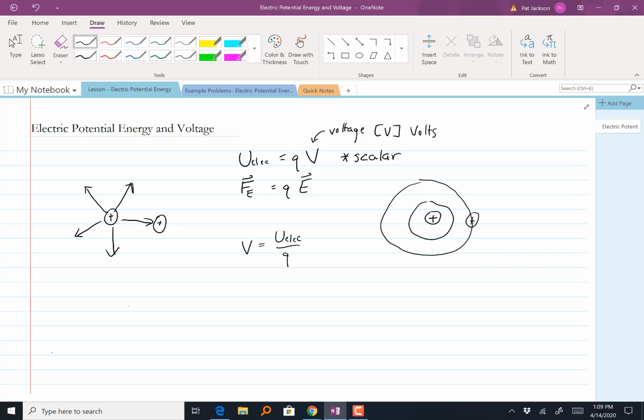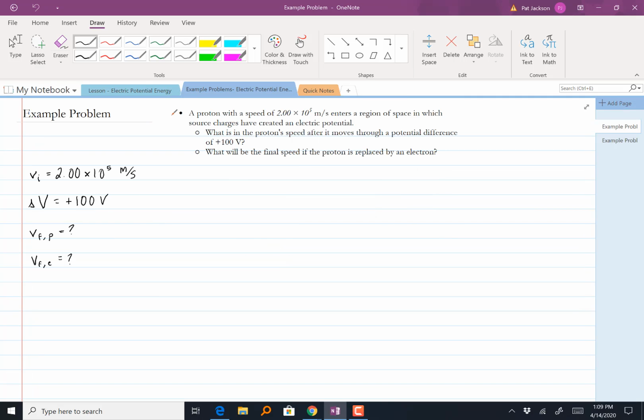All right. Okay, so let's look at an example problem, and we're going to be focusing on using the conservation of energy with the electric potential energy. So I've got a proton with a speed of 2.0 times 10 to the 5th meters per second, and it's entering a region of space in which source charges have created an electric potential. For this problem, we don't actually care how many source charges there are, where they are, or what they look like. We just know that there are some charges in the area that are creating this voltage. So what is the proton speed after it moves through a potential difference of a positive 100 volts?